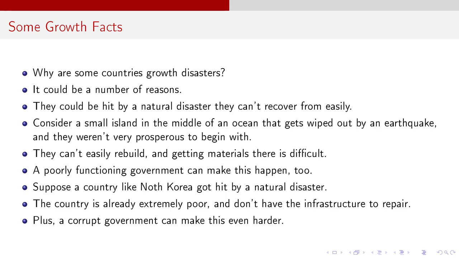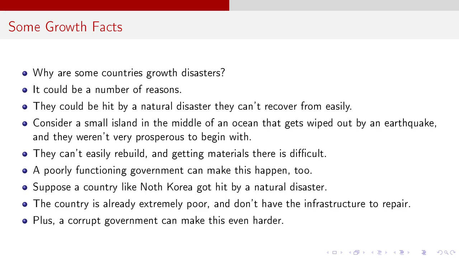So why is this the case, right? Why are some countries growth disasters and other countries growth miracles? Well, it could be for a number of reasons. One could be being hit by a natural disaster that you can't recover from easily. If you think of a small island in the middle of the ocean that gets wiped out by an earthquake, and they weren't really all that prosperous to begin with, they can't easily rebuild. Getting hit by the climate isn't really going to help, and getting materials there is going to be incredibly difficult.